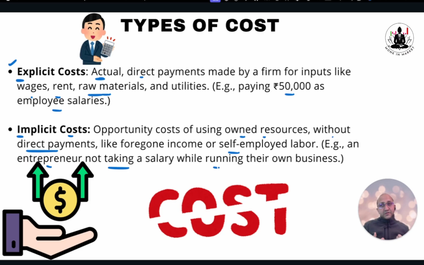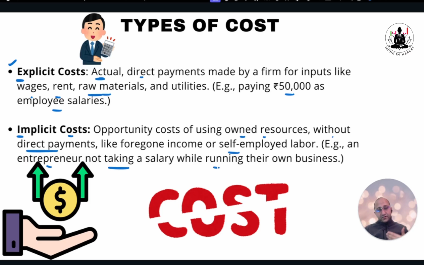You are a businessman, you are not taking any salary, but what if you had taken some salary? So these are the costs which are not paid, just imaginary costs, but these are costs that are well thought of. These are the costs we mention in the books. These are the costs we keep in the back of our mind. I hope this is clear to everybody.